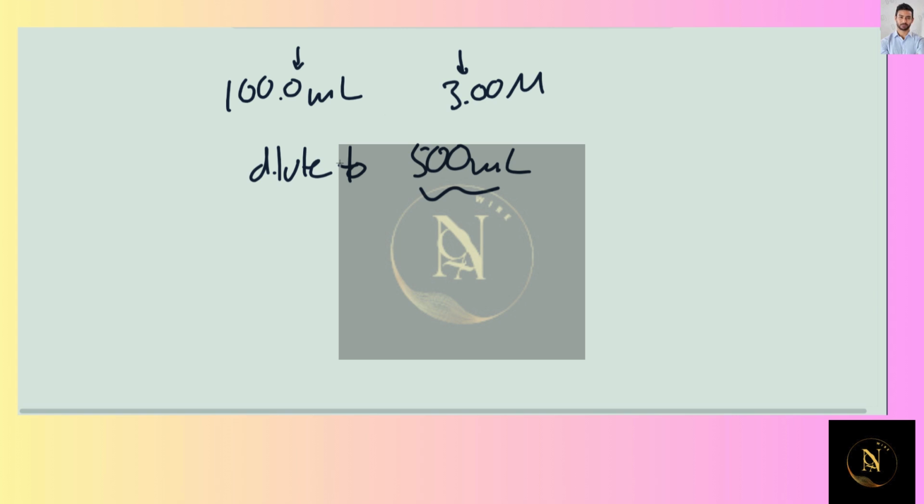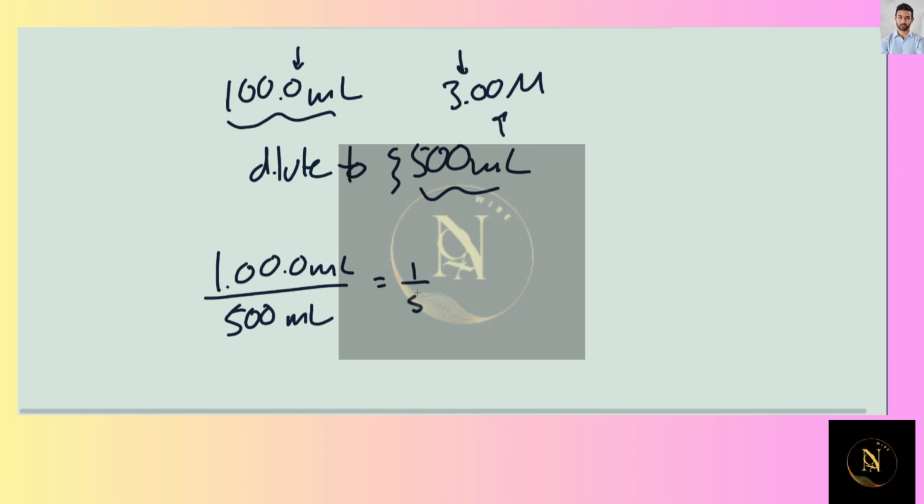Something else we could do that's a faster trick is to divide the initial volume by the final volume, and whatever that unitless factor turns out to be, we multiply it by the concentration. So that would look like 100.0 milliliters divided by 500 milliliters equals 1/5. So the final solution is 1/5 times 3.00 molar, or 0.60 molar. That is our final solution concentration.